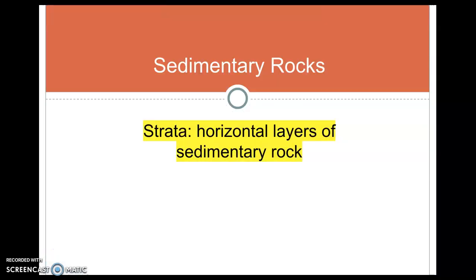All right, so first we're going to start at sedimentary rocks. So one of the terms that you're going to write on the outside is strata. And strata are what we call horizontal layers of sedimentary rock. Now we've already talked about sedimentary rock layers when we did relative dating, and those layers are just called strata.